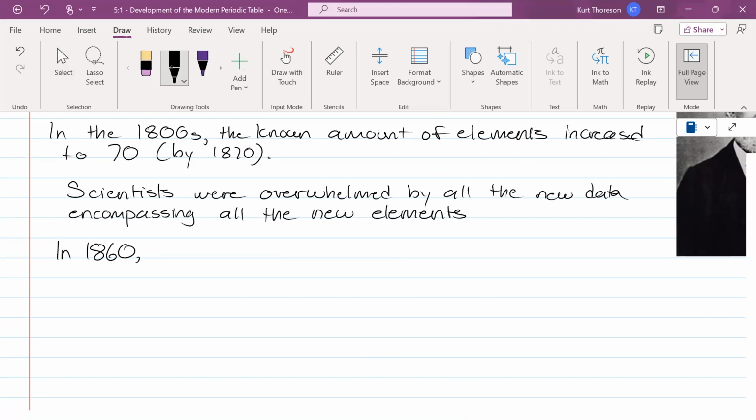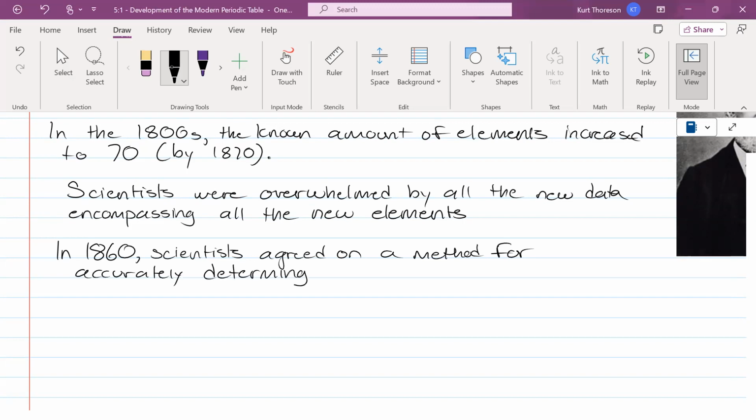So in 1860, scientists agreed on a method for accurately determining the mass of elements. And this is going to help them categorize them. But this also had its own problems.